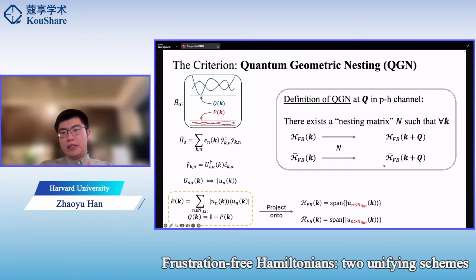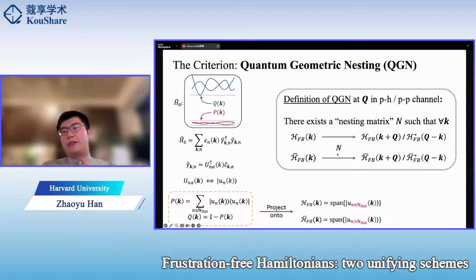So with all this preparation, we can now define the quantum geometric nesting as follows. We say that quantum geometric nesting at a wave vector Q in the particle-hole channel is satisfied if there exists a nesting matrix N such that for any k, the Hilbert space of the flat band at momentum k is mapped to that at k plus Q. And also the complementary Hilbert space for the remote bands maps correspondingly by this N. The point is that there are no cross terms when you apply this N. And similarly, for quantum geometric nesting to be satisfied in the particle-particle channel, we need there to be a nesting matrix N such that for any k, the Hilbert spaces of the flat bands and the remote bands at momentum k are mapped to those at Q minus k with an additional complex conjugation.